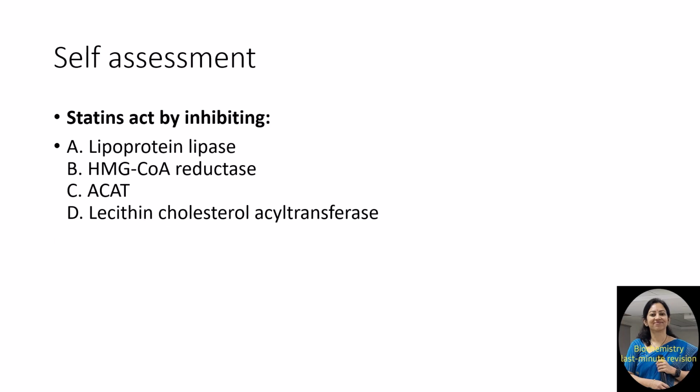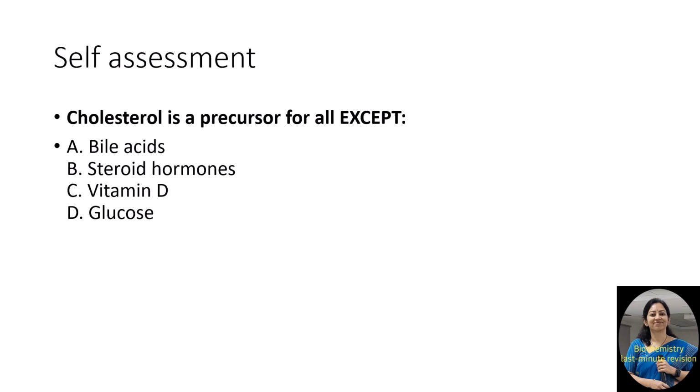Statins act by inhibiting which enzyme? HMG-CoA reductase. Statins are wonderful drugs which are mainly prescribed as lipid lowering drugs, and they act by inhibiting HMG-CoA reductase. Examples are atorvastatin and rosuvastatin, which are all statins.